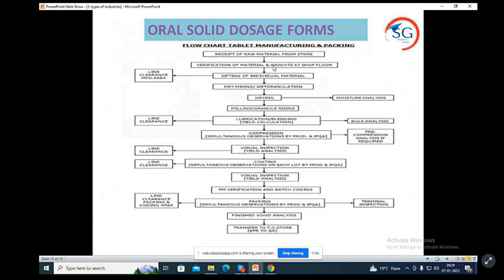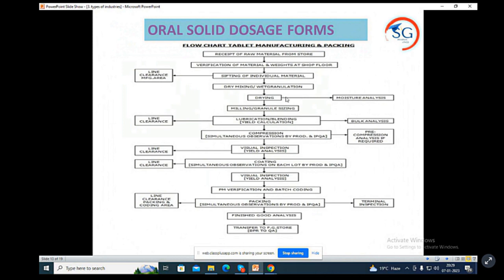It is done. Now after verification, you will take the line clearance of the manufacturing area by the QA, and then you will proceed with the manufacturing process. The first step is to sift all the materials and then go for dry mixing and wet granulation. After wet granulation, you should remove the water which is added, right? So the next step is called drying. This drying will be done in a fluid bed dryer or fluid bed processor.